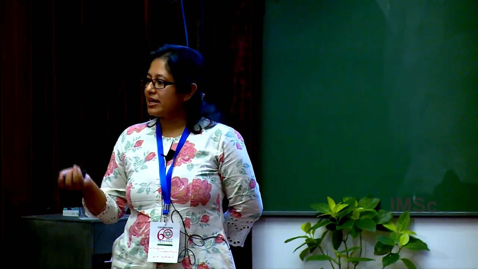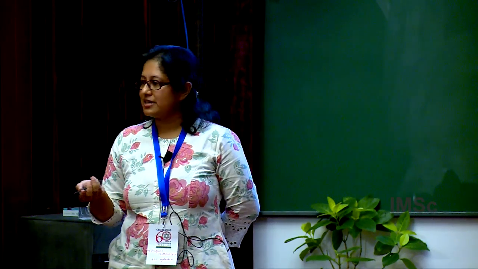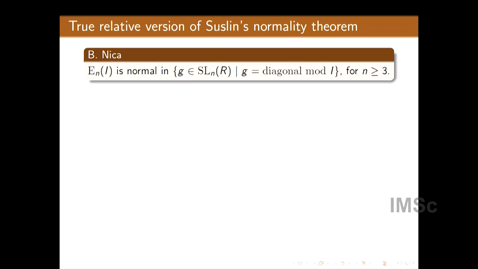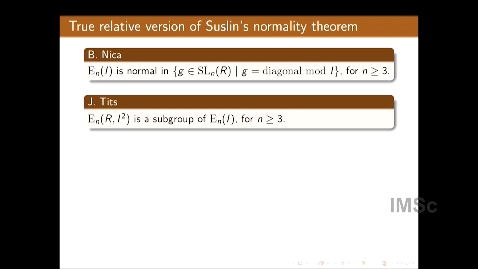This was Nica's terminology, which is called the true relative version of Suslin's normality theorem. If you look at the proof of this theorem, one of the results which he used heavily is this particular result of Tits, which says the relative elementary linear group with respect to the square of an ideal is a subgroup of the true relative elementary linear group when n is bigger than or equal to 3.